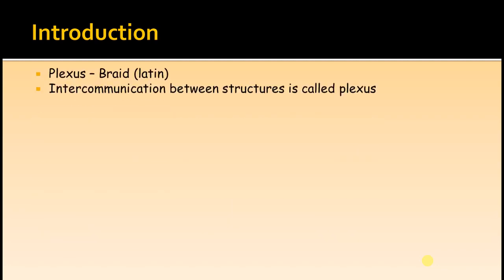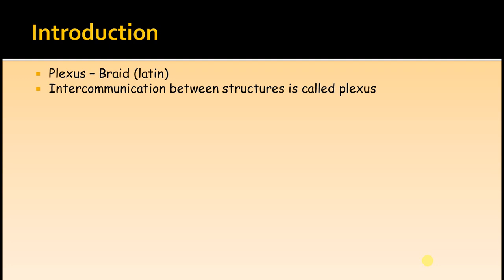Okay, now first of all let us understand what is a plexus. Plexus means braid in Latin. So what is a braid or plexus? You all know how you plait our hair. So the girls who do a long plait, that is actually called a plexus. So any plexus means there is an intercommunication between the structures.